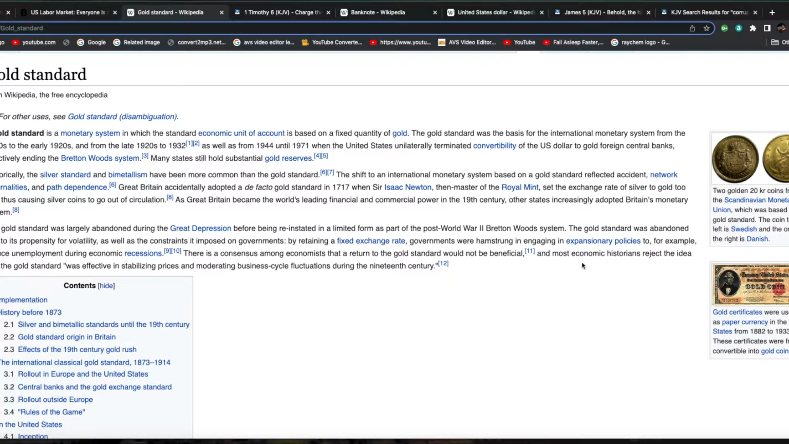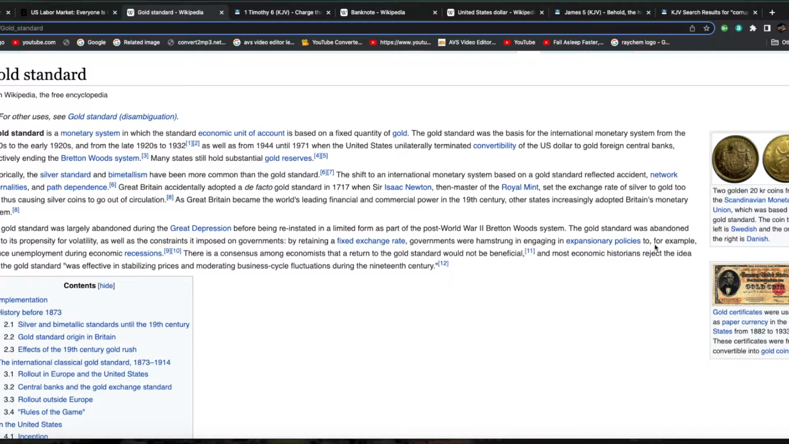And most economic historians reject the idea, because most of these historians are backed by a group of people, and they're supposed to. All of these agents, all of these key figureheads in this society, whether they're historians or scientists, are given a narrative to go by. So they have to say that they reject the idea of the gold standard. Hold on, wait there.